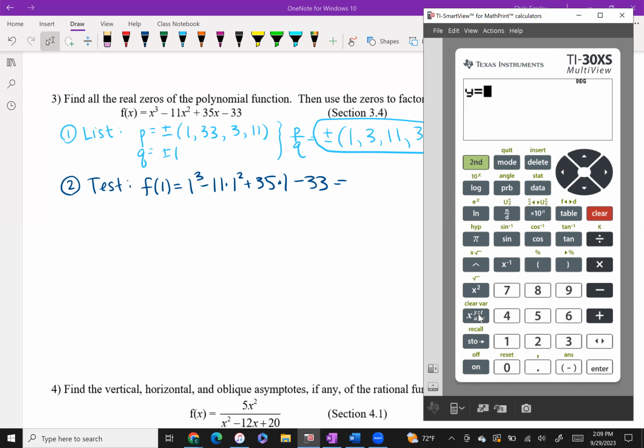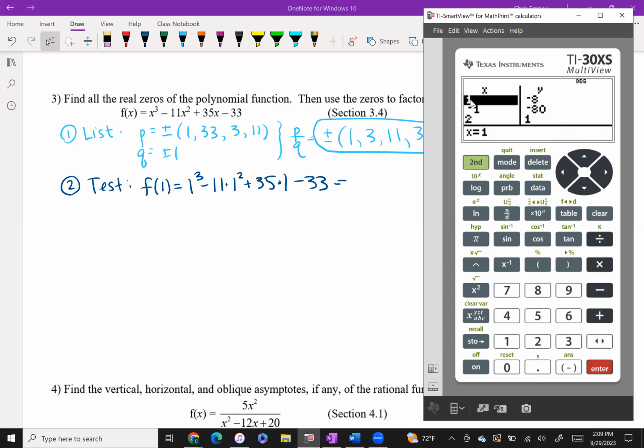So we can put in our polynomial x cubed minus 11x squared plus 35x minus 33. Here I do want my calculator to be on ask, because I want it to ask me for x values. I want to plug in the ones that I want to test. Go down to OK and hit enter. I have some numbers in here because I've used this table function before. You can just type right over the top of them.